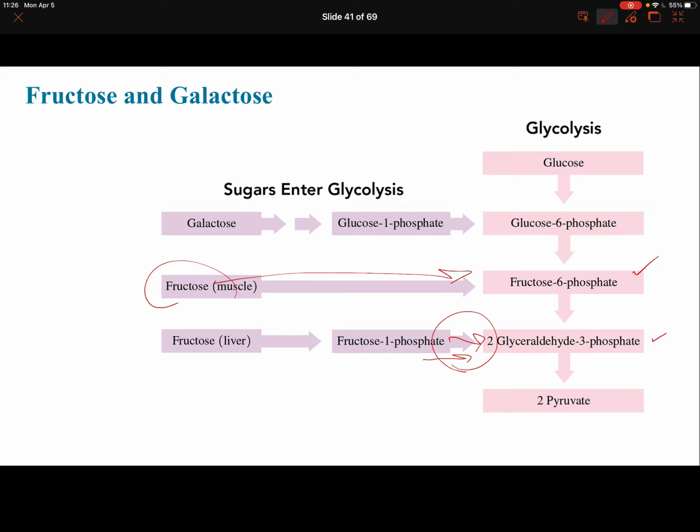Galactose can react with ATP to yield galactose 1-phosphate, which can be converted into glucose 6-phosphate. And so that one can enter at reaction number 2. So these other sugars you can see can be converted into the different intermediates so that they can enter glycolysis. They don't have to necessarily be converted into glucose, so that they can enter up here. They can enter wherever we can get them into the cycle.